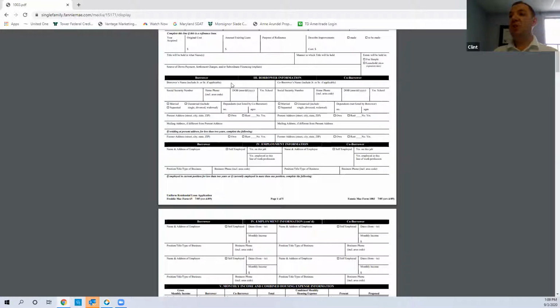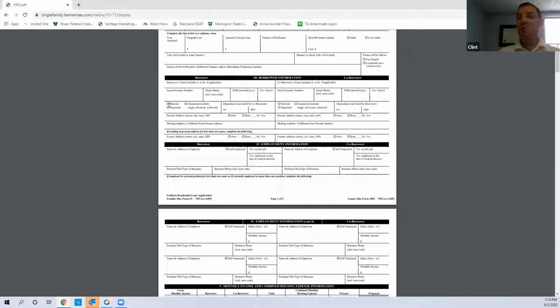So of course, we always start with the borrower's legal name, first, middle, last, social security number. In this day and age, we get a cell phone number and a home phone number, date of birth, and years of school. They still, for the loan application, require the number of years the person went to school. So I always make sure I ask for that information.